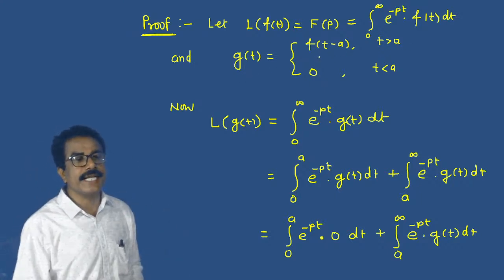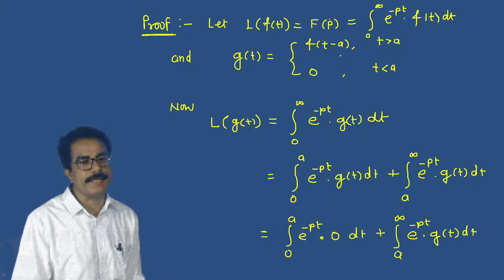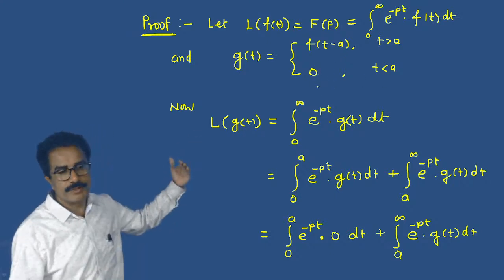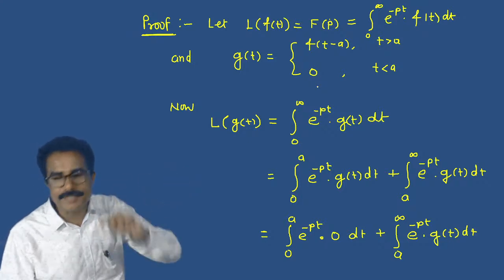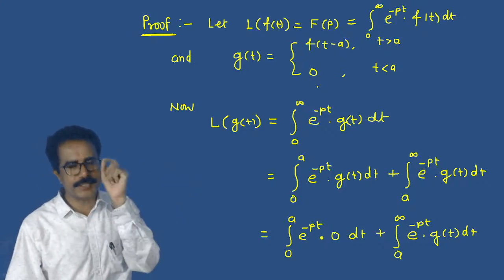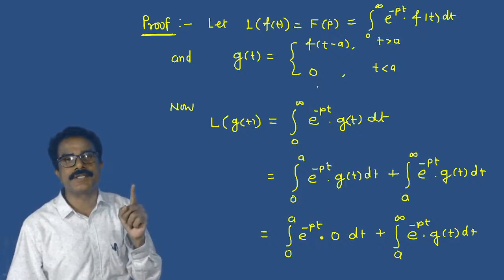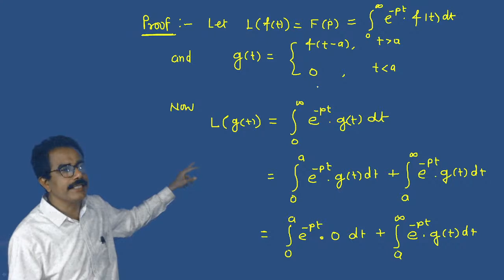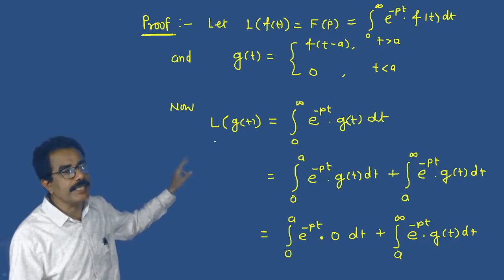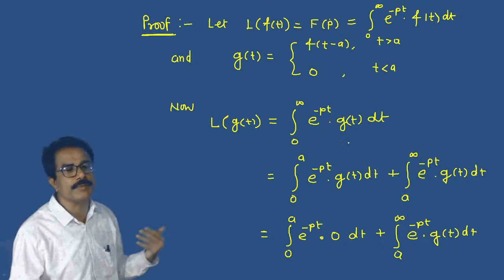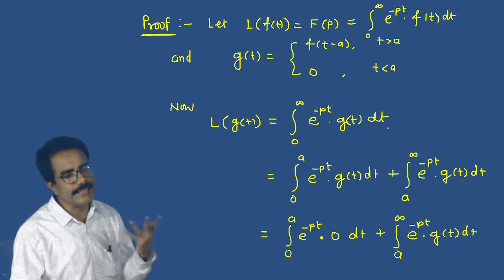Now we consider that we are given the function g of t in such a way that if t is greater than a, then it is f of t minus a, and if t is less than a, then it goes to 0. So, as the first theorem, the first property, or the proof of a unit step function, we can solve this integral. Laplace transformation L of g of t is equal to the integral from 0 to infinity of e raised to minus pt into g of t dt.